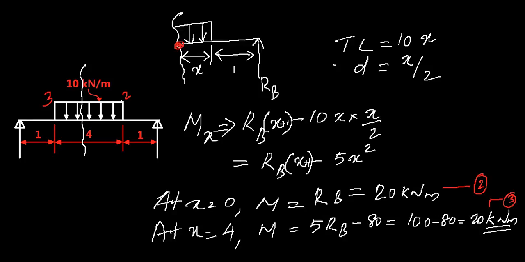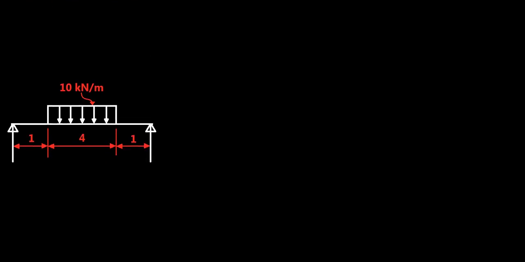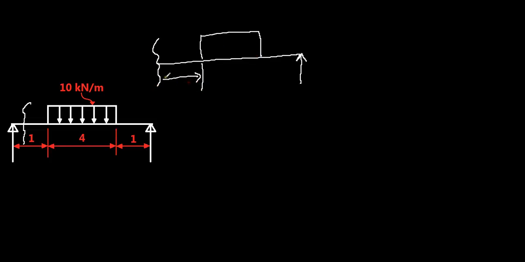Now taking the section in between the other two force changes, you will need to take a section here somewhere in between these. So what you have is your Rb, the uniformly distributed load, and your section. So this is x, this is 4, and this is 1.